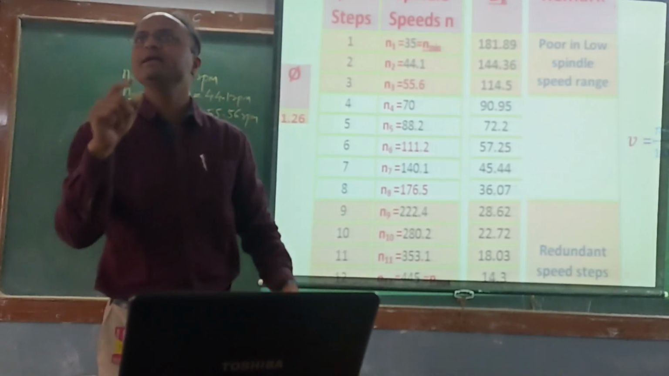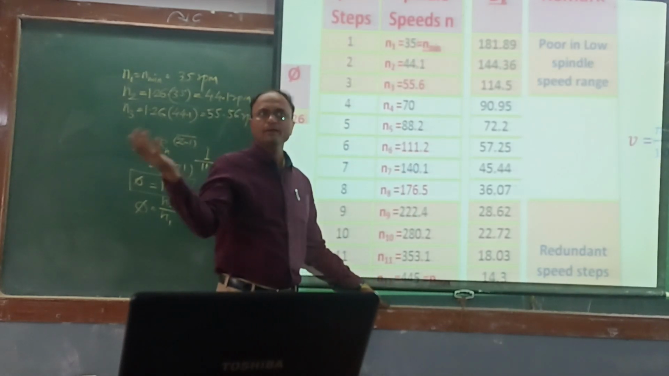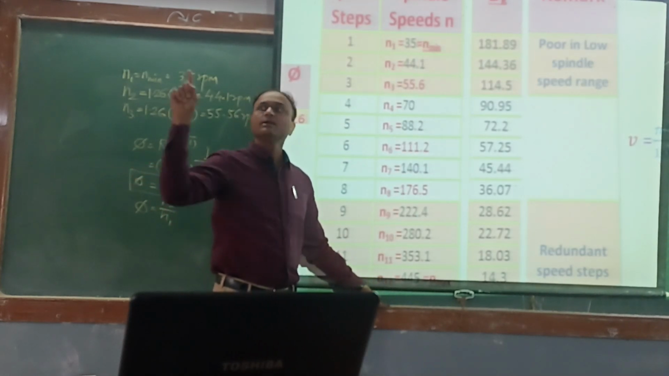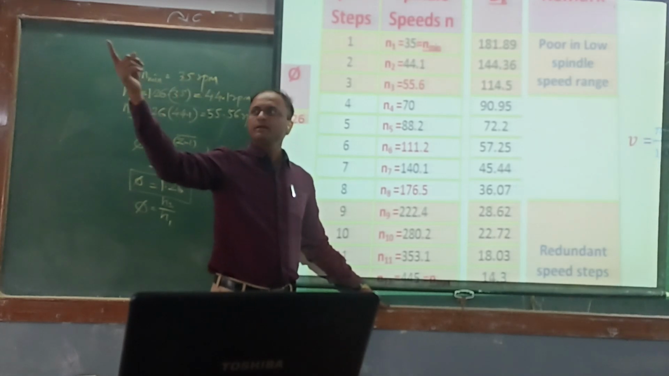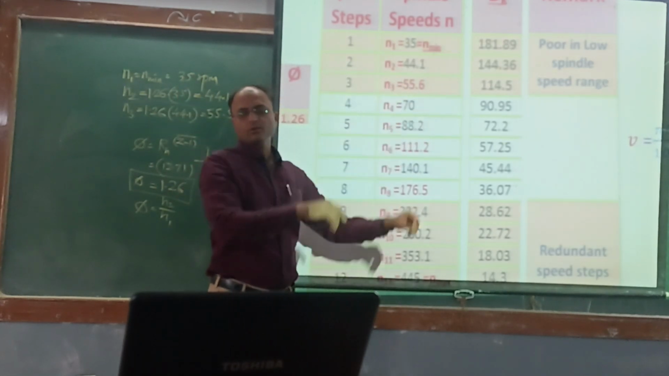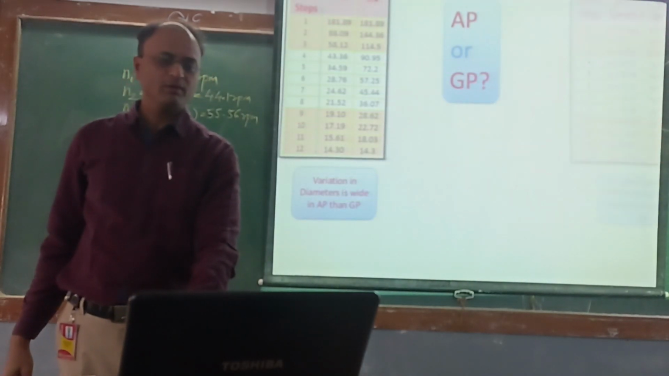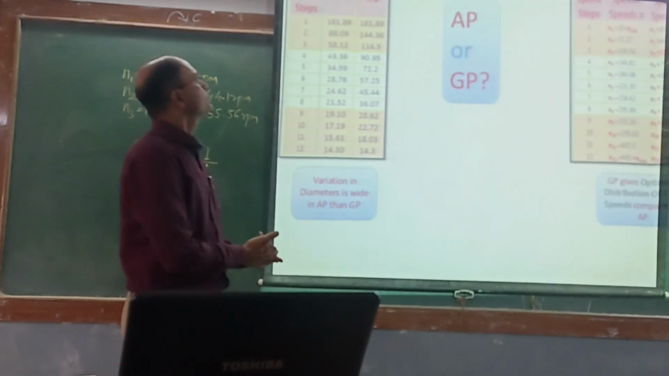Though while writing, we write minimum speed first and then maximum speed, in actual practice the motor runs at maximum speed, and by using reduction gears you get the minimum or lower speeds. Now whether AP is better or GP is better? For that you can see this comparison table.